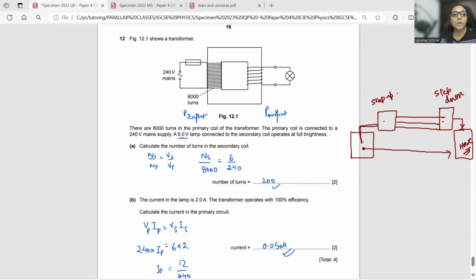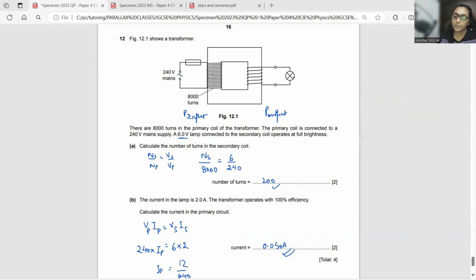Now let's see what is the mechanism of this transformer. So clearly, as you see over here, this is a step down transformer. Now, why do I say that? Look at the number of turns in the coil. This is the primary coil. It has more number of turns as compared to the secondary coil. So what exactly happens? A transformer is based on the mechanism of electromagnetic induction. Let's see how that helps over here.